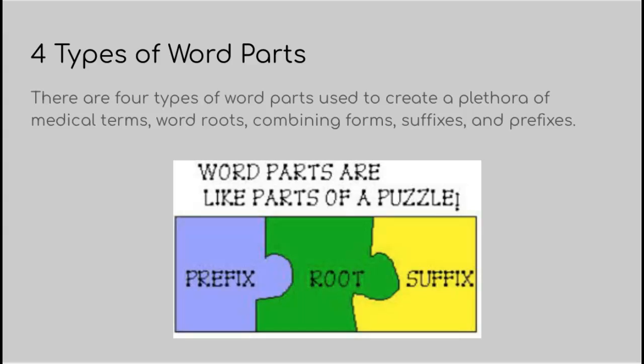They are used to create all different kinds of medical terms. They are word roots, combining forms, suffixes, and prefixes. We call them word parts as a whole, but each one is something specific. So a prefix is at the beginning of the word. A root is kind of like your middle ground. It's your roots, like the roots of a tree. And we're going to talk about each one of these at length in the next slides. And then the suffix is your tail end. Like I said, we'll talk about each one. And then a combining form is something else we'll talk about.